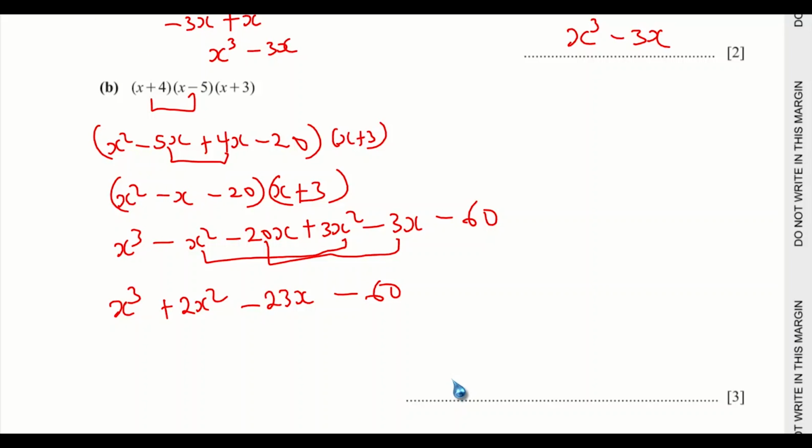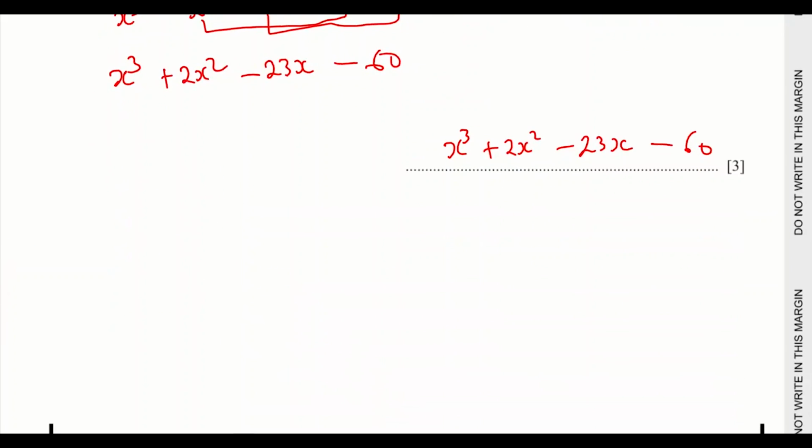So let's write our final answer here. x cubed plus 2x squared minus 23x minus 60. So let's go to the next question.